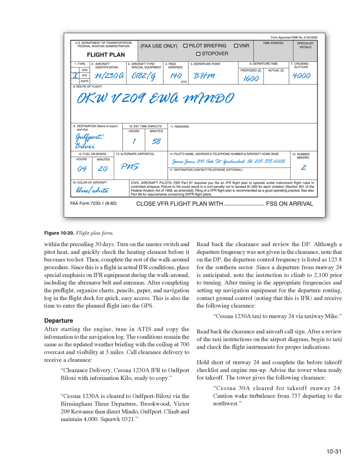Departure. After starting the engine, tune in ATIS and copy the information to the navigation log. The conditions remain the same as the updated weather briefing, with the ceiling at 700 overcast and visibility at 3 miles. Call clearance delivery: "Clearance delivery, Cessna 1230A IFR to Gulfport-Biloxi with information Kilo, ready to copy." "Cessna 1230A is cleared to Gulfport-Biloxi via the Birmingham 3 departure, Brookwood, Victor 209 Kewanee, then direct Mindo, Gulfport. Climb and maintain 4000. Squawk 0321."